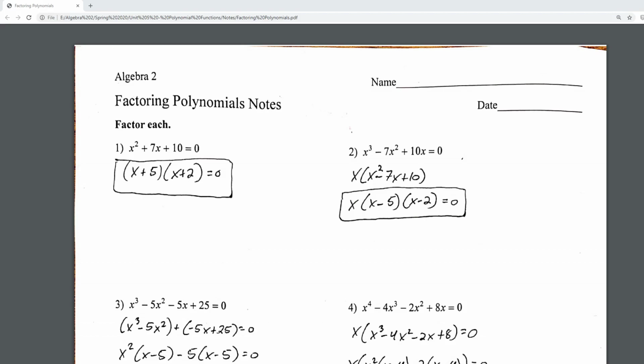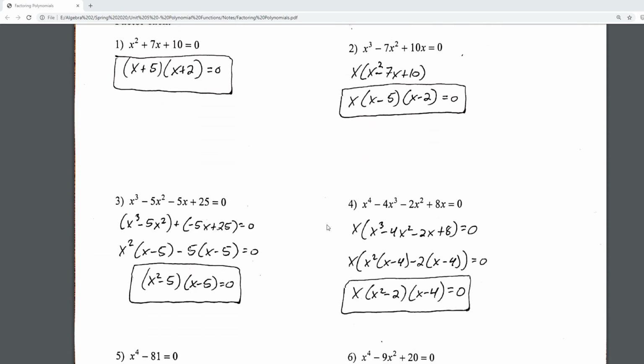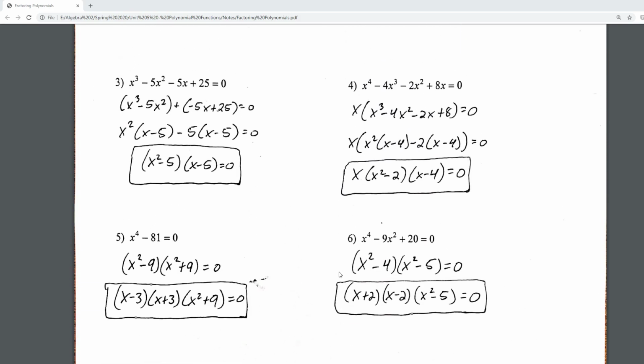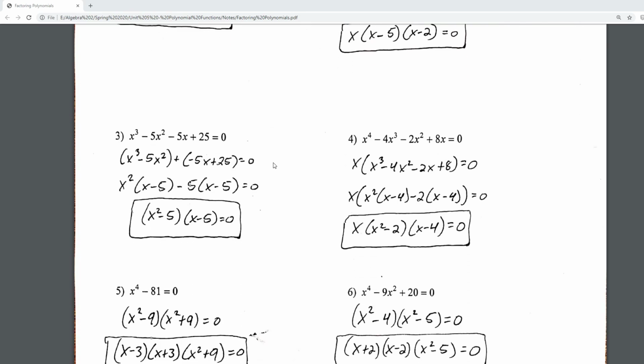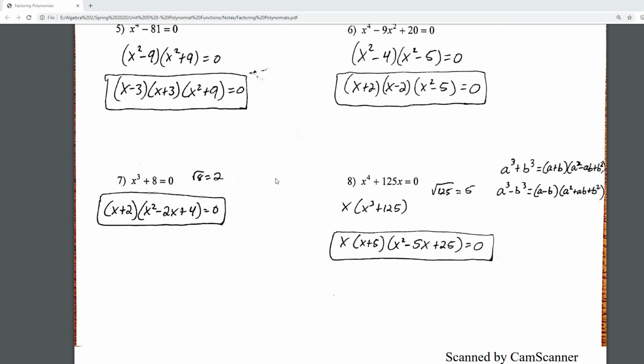Hey guys, I want to make a quick video for you about factoring polynomials. I have here the notes that are going to be online, and there are 8 total questions. I'm going to pretty much talk through all 8, so you can get a good idea of what I'm doing for each of these problems. We're going to start off with some easier ones, going to a little more difficult as we go through.